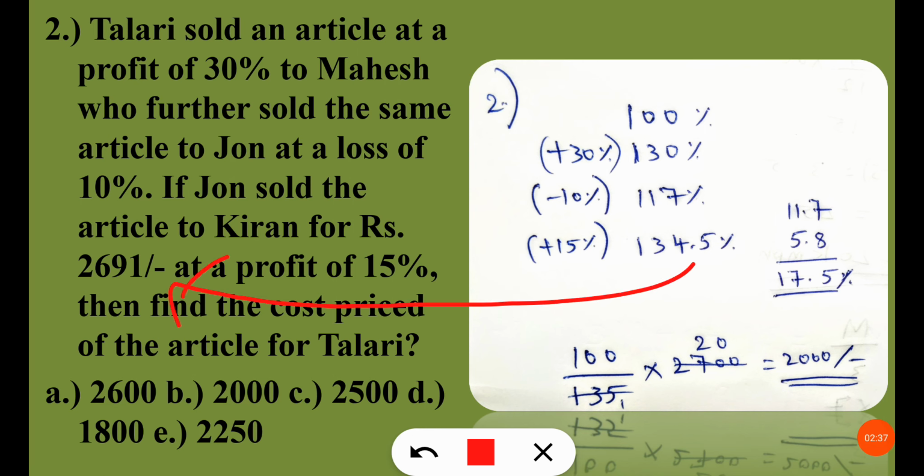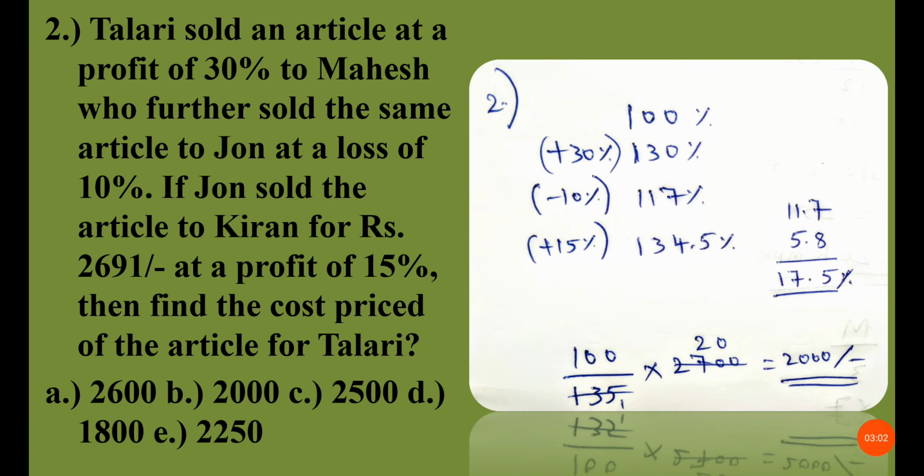need to find out the 100% value. So 100 by 135 into 2700. Consider this as approximately 135%. Consider this amount 2691 as 2700. Approximately we'll get 2000 rupees. So option B is the correct answer. If we consider 134.5% as 134% and 2691 as 2680, again we get the 2000 rupees, which is option B.